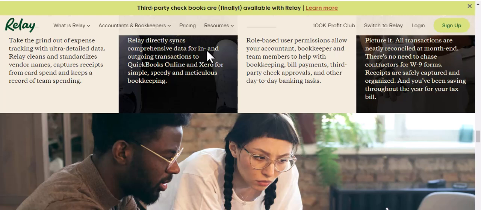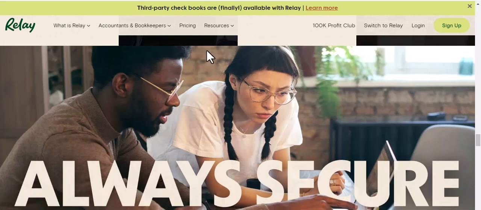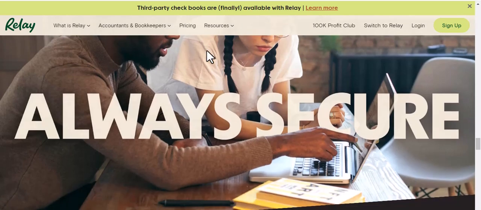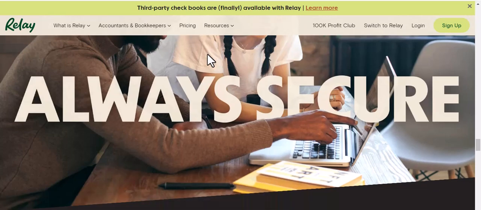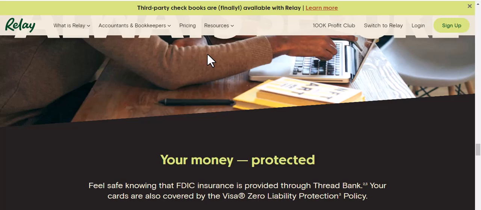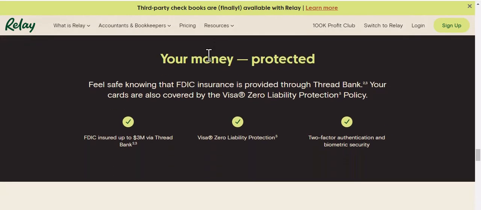Think about the long-term benefits. Investing a little time upfront to customize your Relay account will save you countless hours down the road. It will empower you to make more informed financial decisions, streamline your accounting processes, and gain a deeper understanding of your business's financial health. This level of organization not only benefits your day-to-day operations but also makes things significantly easier when working with an accountant or preparing your taxes. Imagine handing over neatly categorized financial records. Your accountant will thank you.